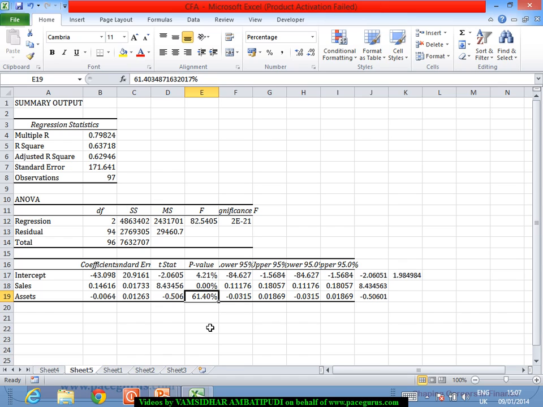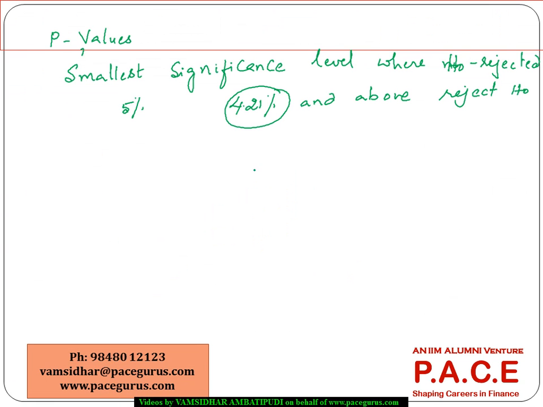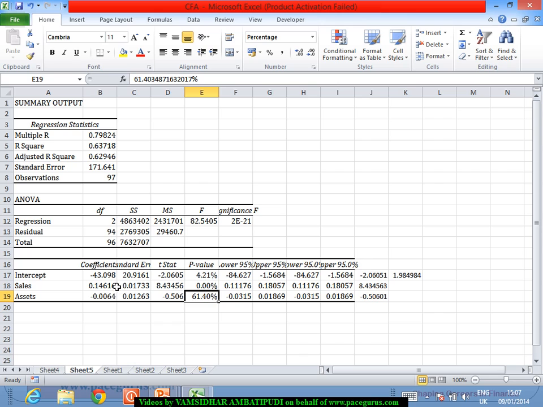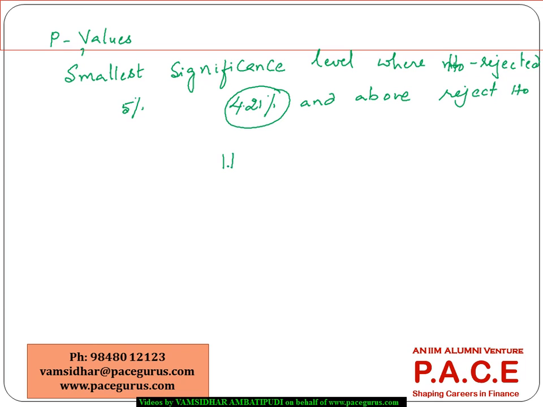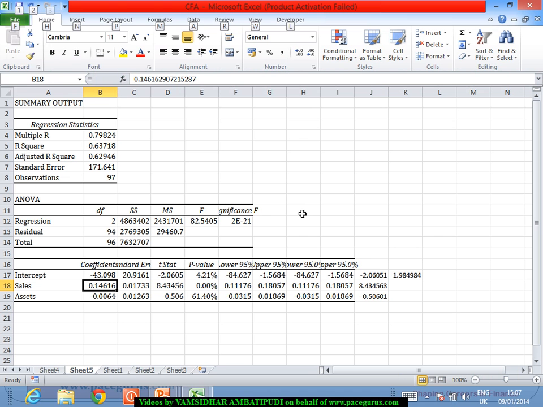Now sometimes we may be interested in testing not with respect to 0, but whether it is equal to some other value. Let's say I want to test whether the coefficient of sales is equal to 0.1. So I am making a null hypothesis saying B1 equal to 0.1, whereas my alternate hypothesis will go as B1 not equal to 0.1.